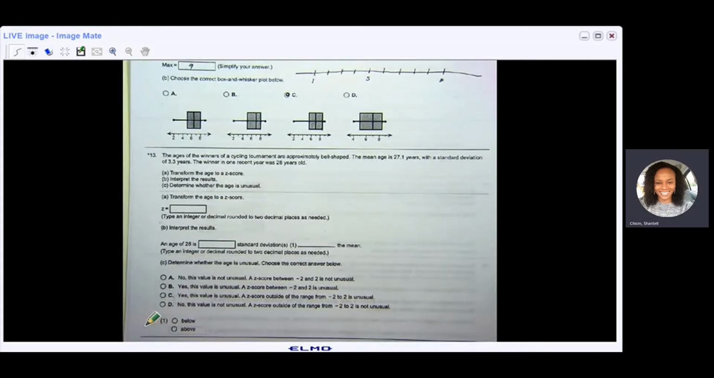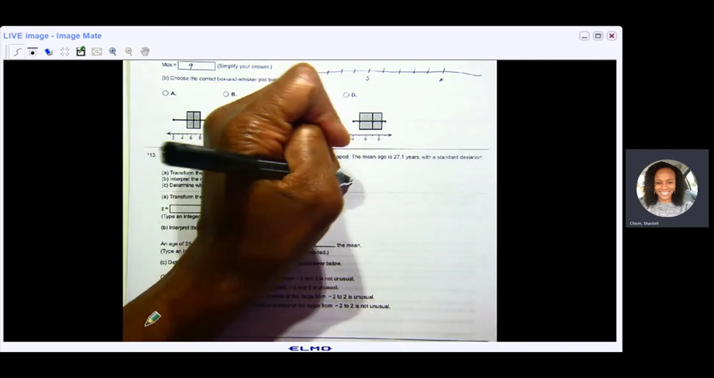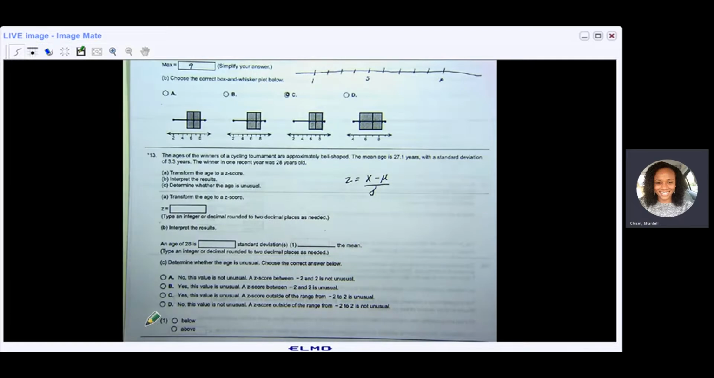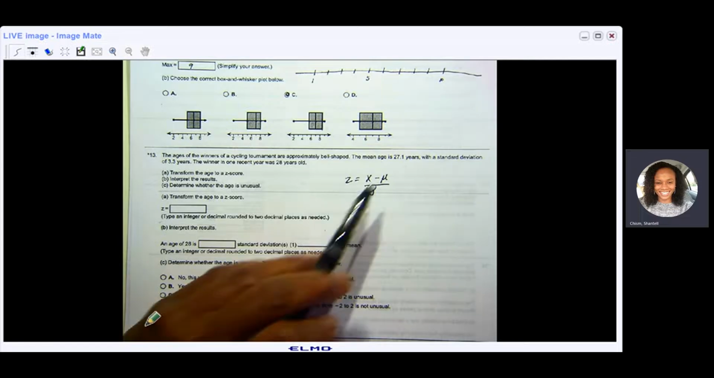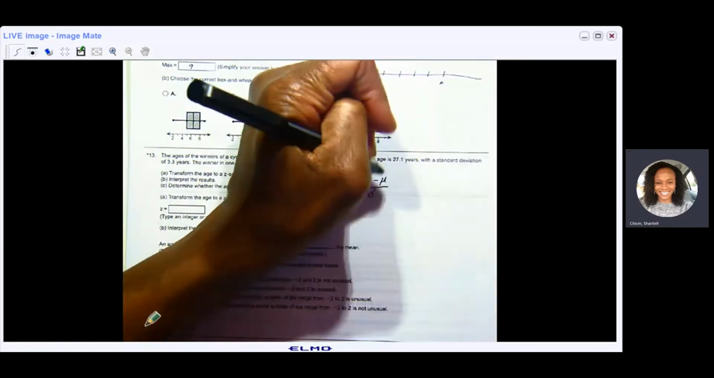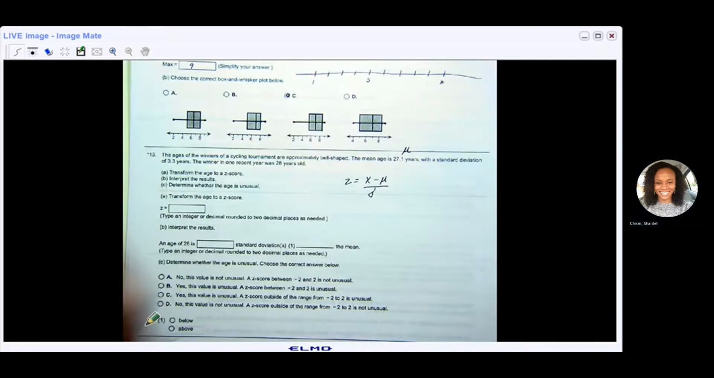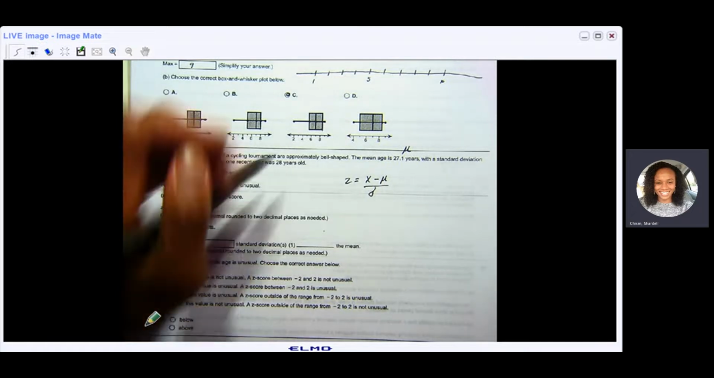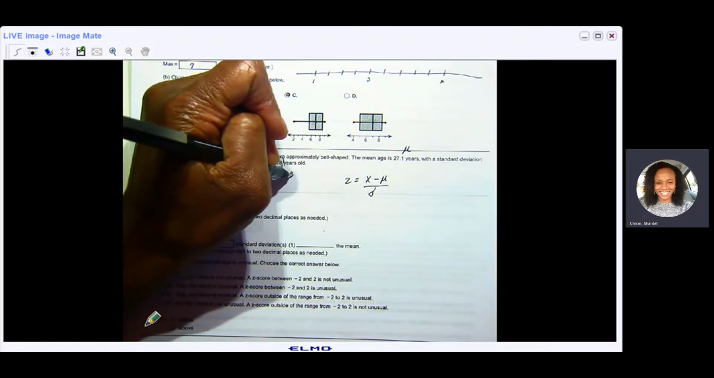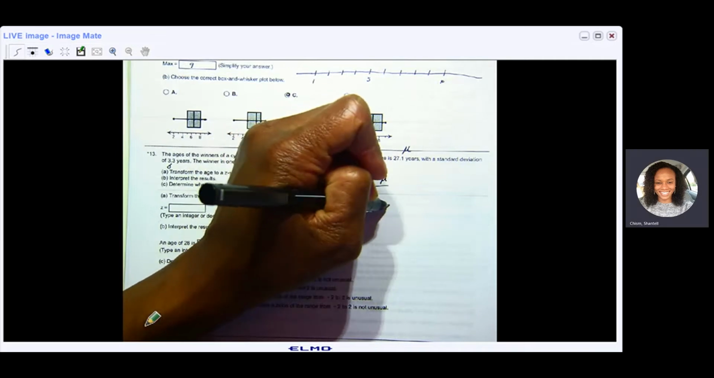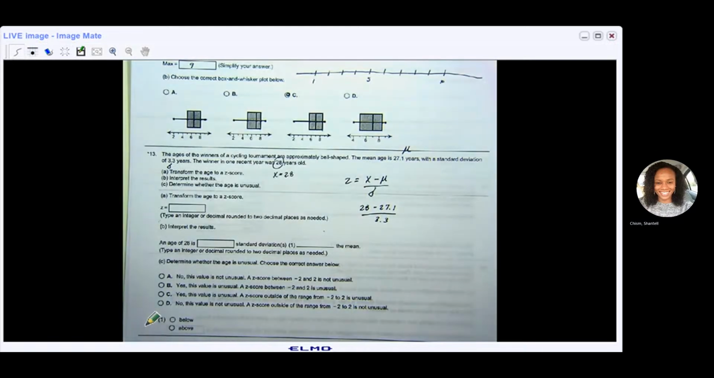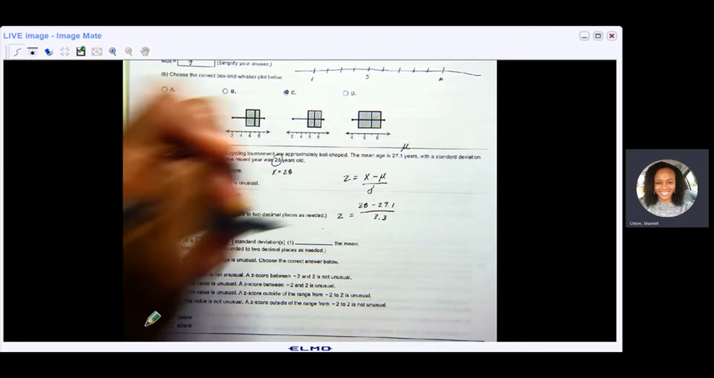Number 13, I'm just going to put the z-score formula on here. That would be x minus mean mu divided by sigma. You'll just transform the x value to a z-score. It says the mean age is 27.1, so that's your mean mu with the standard deviation sigma of 3.3, and it says the winner in 1 year was 28, so x is 28. So 28 minus 27.1 over 3.3. Okay, so you're making it into a z-score.